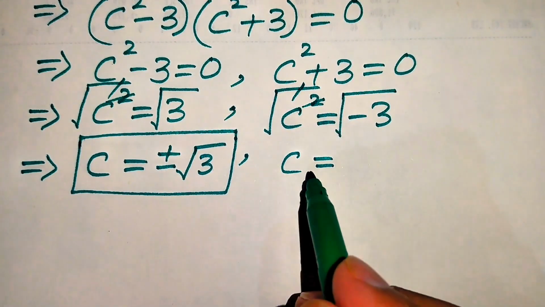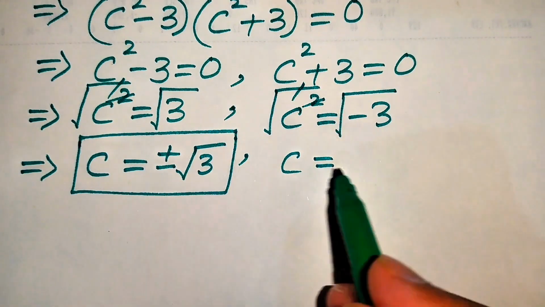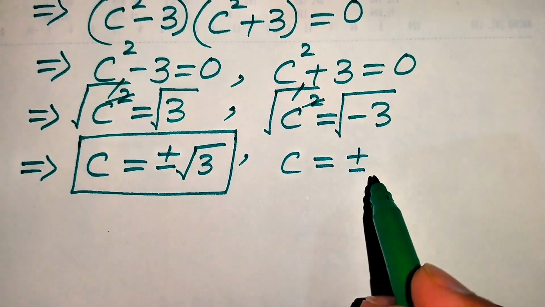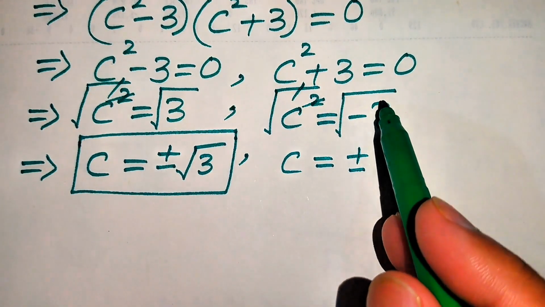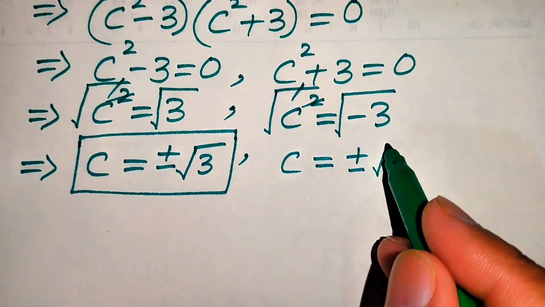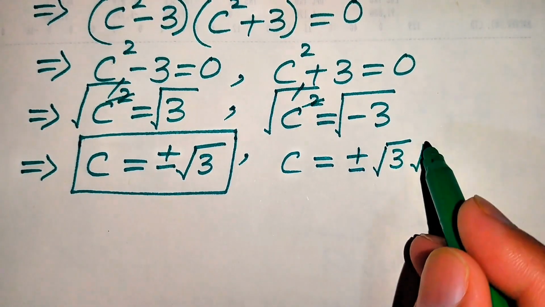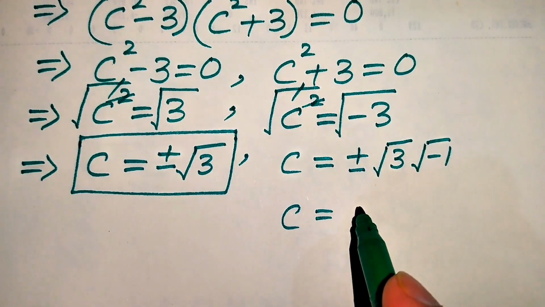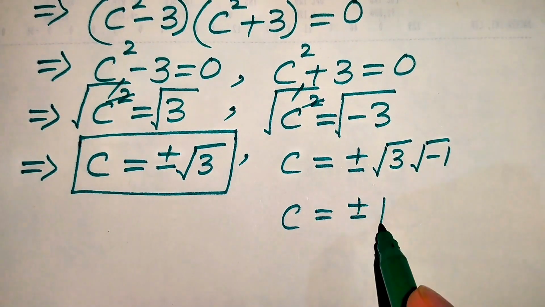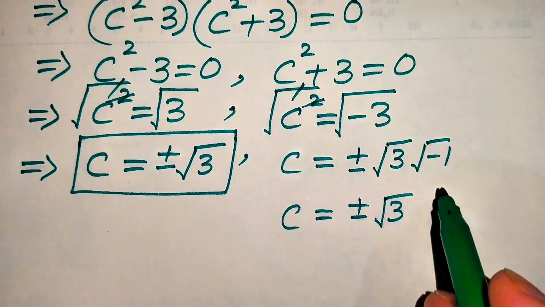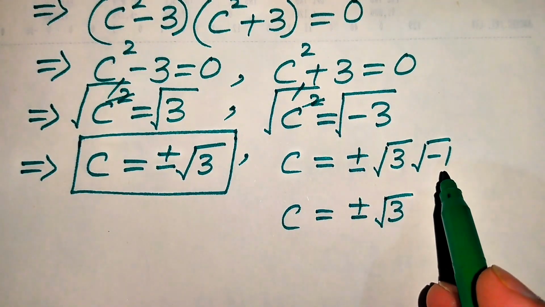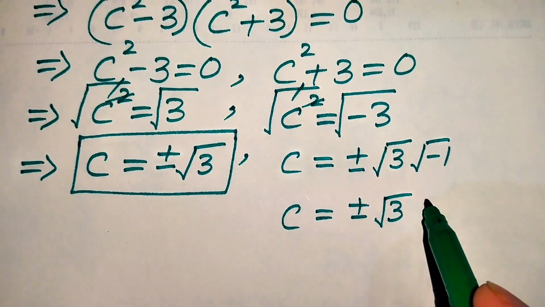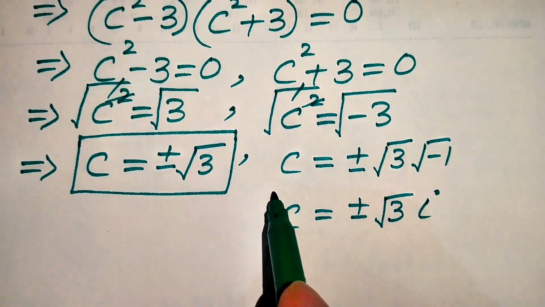and in the same pattern we can write the plus minus sign and we apply the square root sign on both of these values, and it will be written as square root of 3 into square root of minus 1. So here we obtain c equals plus minus square root of 3 into square root of minus 1, and square root of minus 1 is equal to iota.